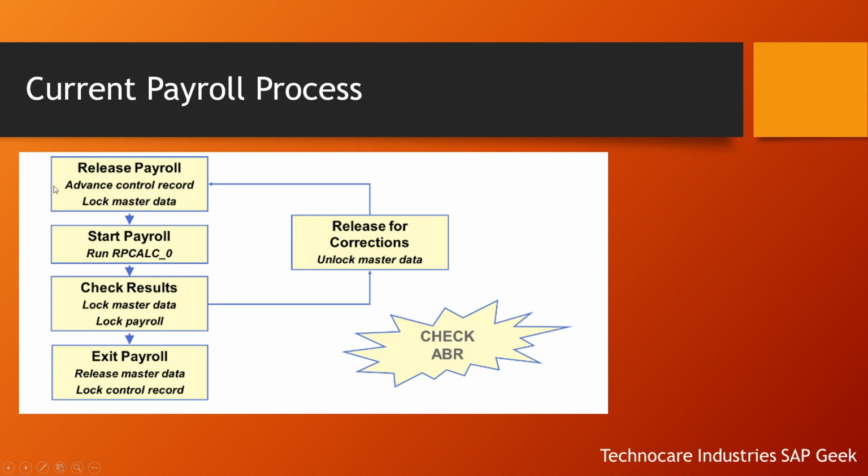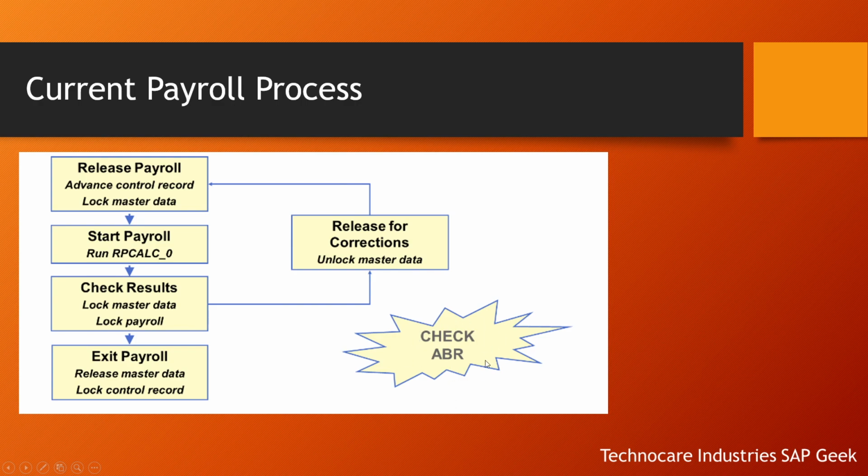So this is the basic backbone of the payroll process, the legacy payroll process, which is right now being used for more than 20 years by customers, and it is a proven tested process which is basically reliant on this maintenance of control record. Okay, and then again there is something called check ABR.